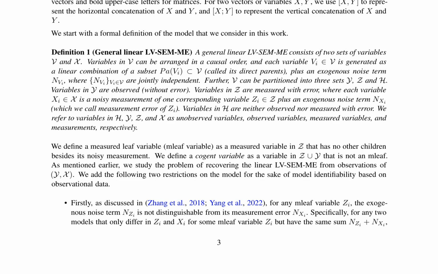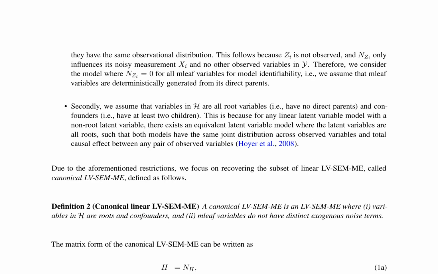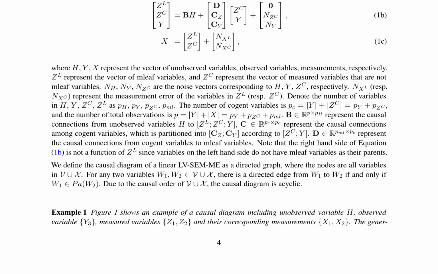Secondly, they assume that variables in H are all root variables, have no direct parents, and confounders, have at least two children. The matrix form of the canonical LV-SEM-ME is provided, which includes equations for unobserved variables, observed variables, and measurements. The authors also define the causal diagram of a linear LV-SEM-ME as a directed graph where nodes represent all variables in V union X, and there is a directed edge from W1 to W2 if and only if W1 is an element of PA, W2. An example of a causal diagram is given, including unobserved variable H, observed variable Y3, measured variables Z1 and Z2, and their corresponding measurements X1 and X2.